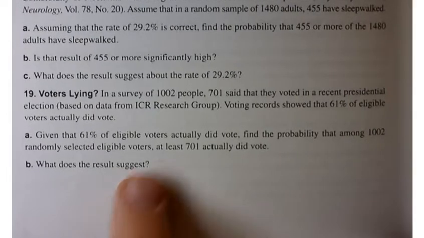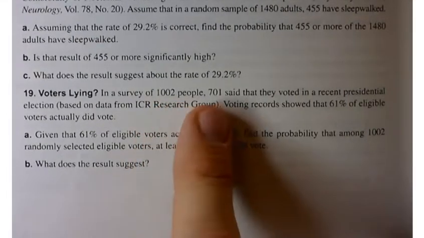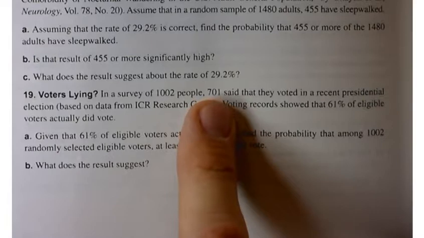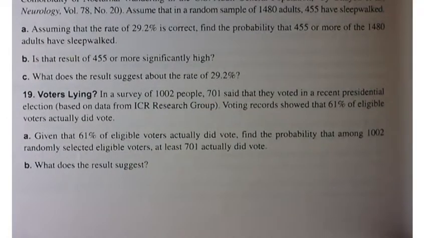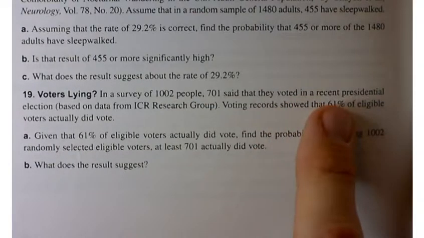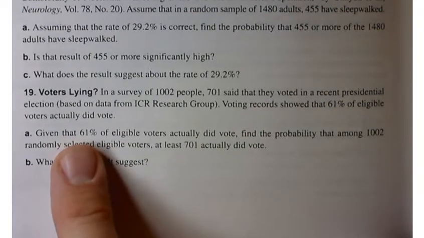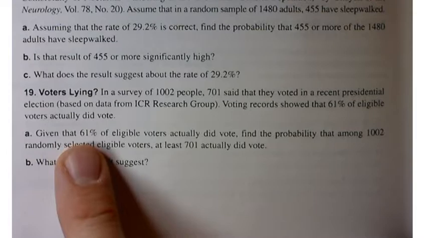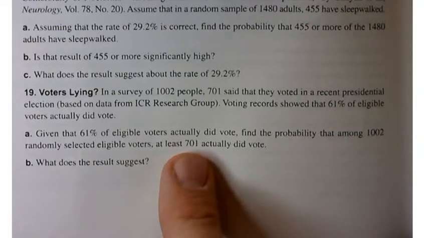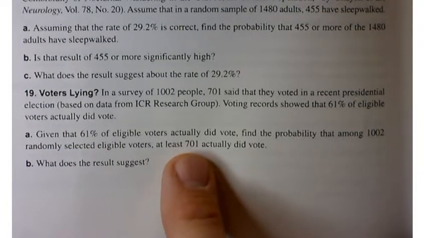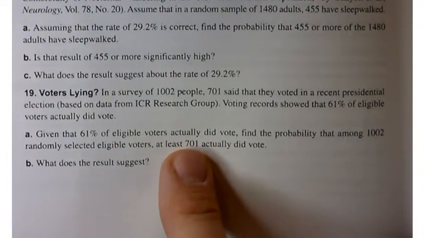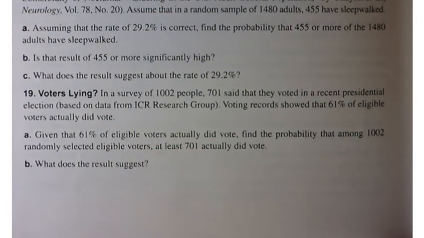So 1,002 people were surveyed. 701 of them said that they actually voted. But voting records show that 61% voted. So what's the probability that if 61% of them voted, just by luck you got 701 of them in your poll that actually did vote? What's the chance of that? Is it going to be pretty high, you think? We'll find out.